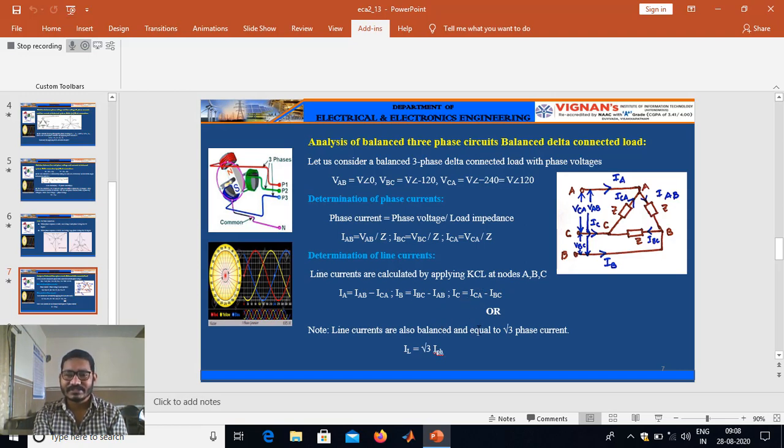Otherwise you can use the formula for magnitude: IL equals √3 into I phase. Once you find the phase current values, you can find the line current. Suppose I want to find IA: IA equals √3 into IAB. You can mention the angle as minus 30 degrees, because in this case the line currents lag the phase currents by 30 degrees. That's why you mention minus 30 degrees.